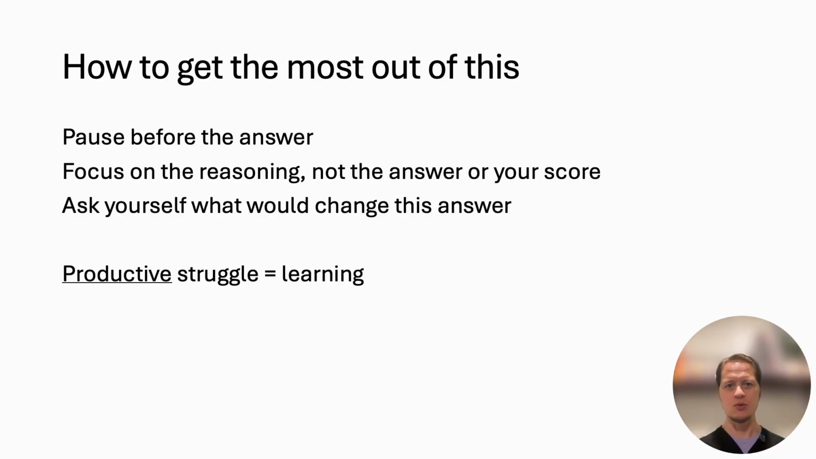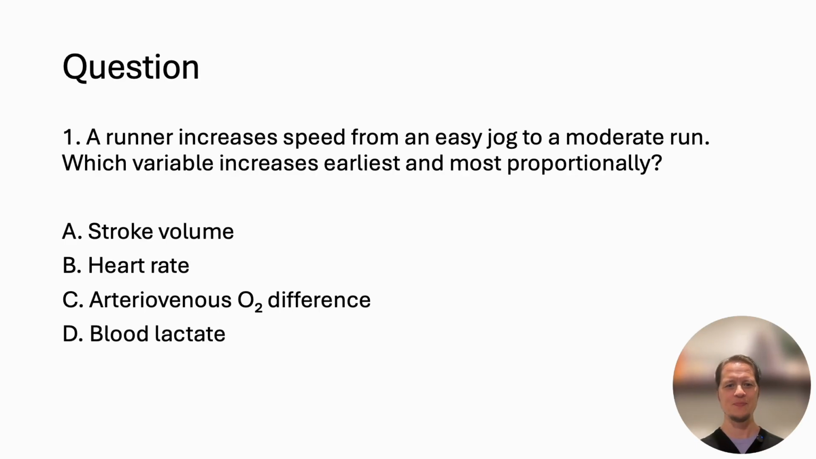Here are your first challenge questions, and just remember that productive struggle goes a long way in mastering this material. All right, so here we go. Question 1. A runner increases speed from an easy jog to a moderate run. Which variable increases earliest and most proportionally? And you have your choices there: stroke volume, heart rate, AVO2 difference, and blood lactate. Pause if you need it.